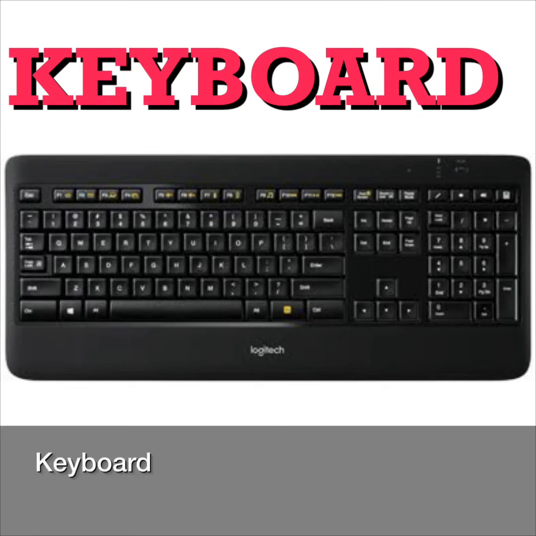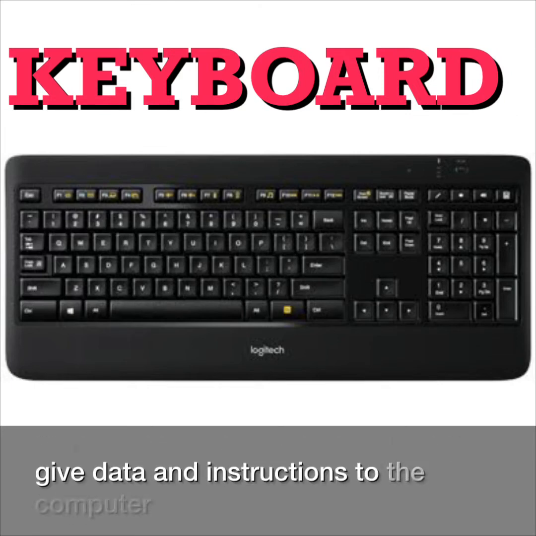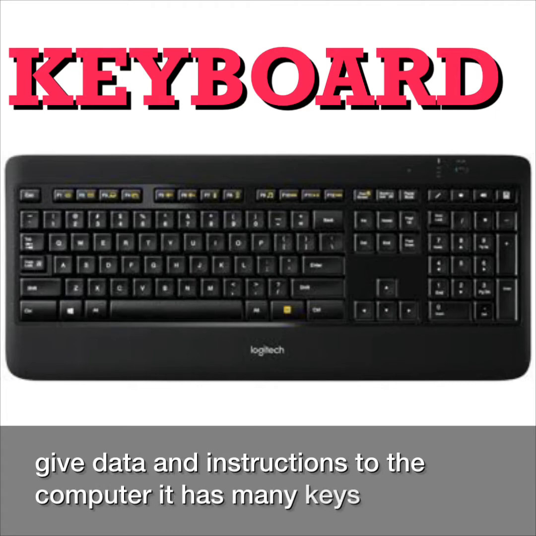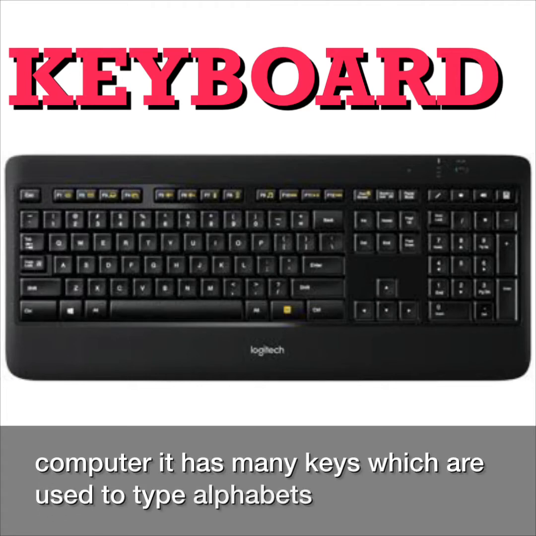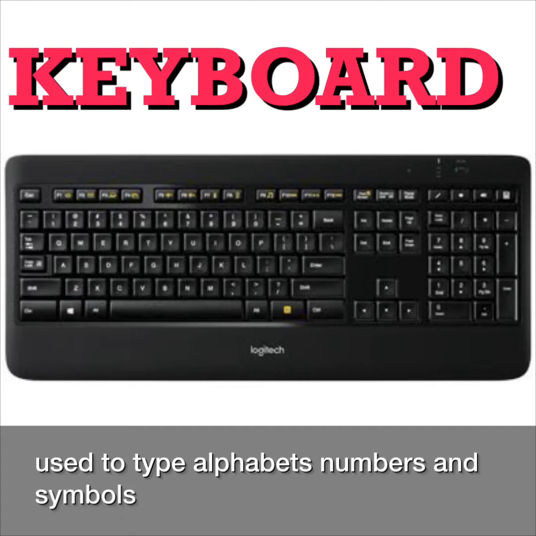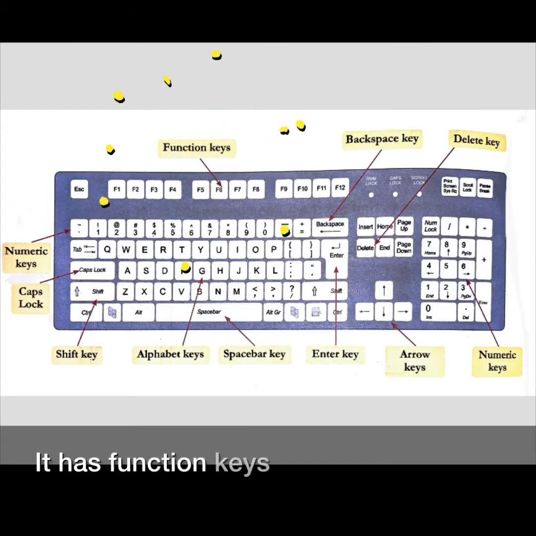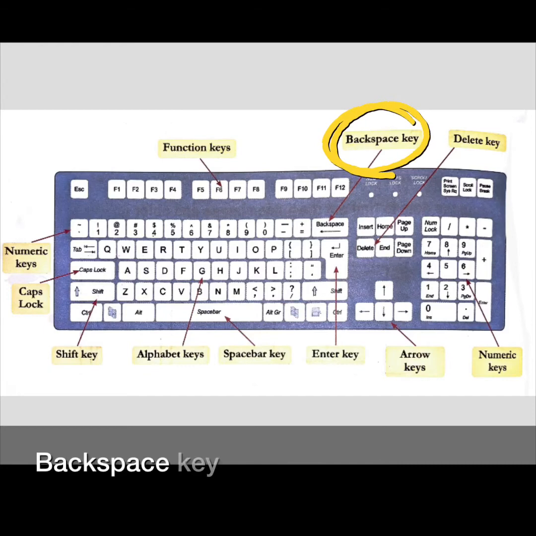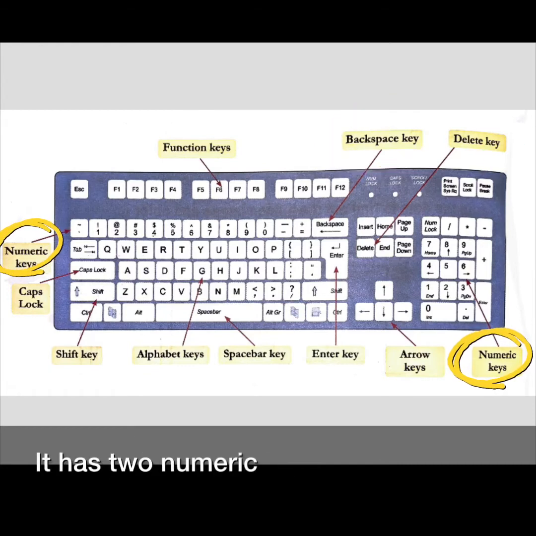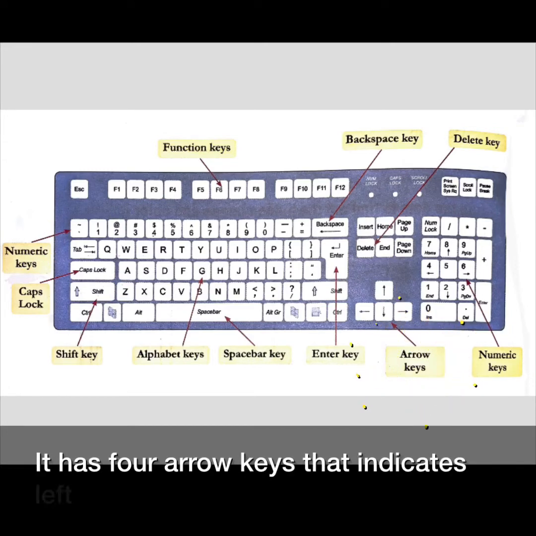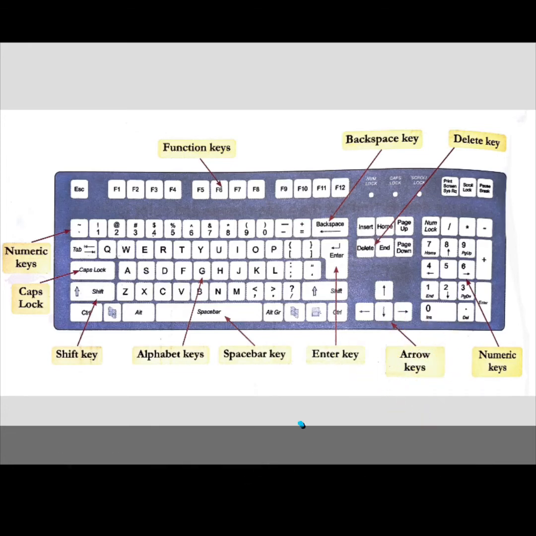Keyboard. Keyboard is an input device used to give data and instructions to the computer. It has many keys which are used to type alphabets, numbers, and symbols. It has function keys, backspace key, a delete key. It has two numeric keys. It has four arrow keys that indicate left, right, up and down. It has enter key. It has one spacebar key.